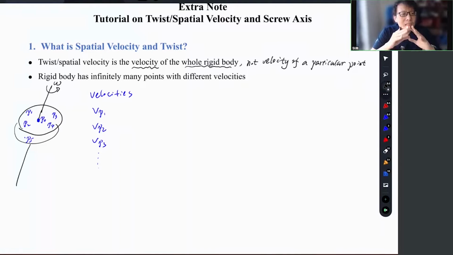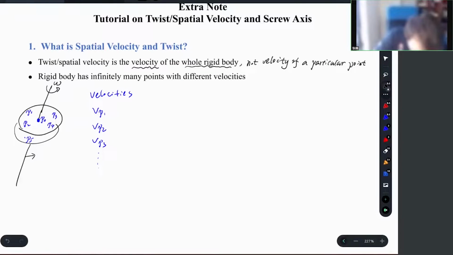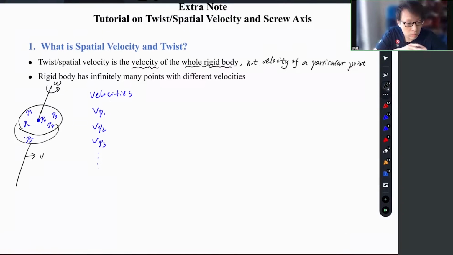However, the body has infinitely many points, and each of these points has a different velocity. So how should we characterize the overall velocity? How should we define it? Let's look at this figure, and this is the rigid body. Suppose it rotates about this axis, and it's also moving in the space, so it also has translation motion. We have a lot of points on the body. I denote them as P1, P2, P3, all the way to P100, P1000. Each of these velocities is different.